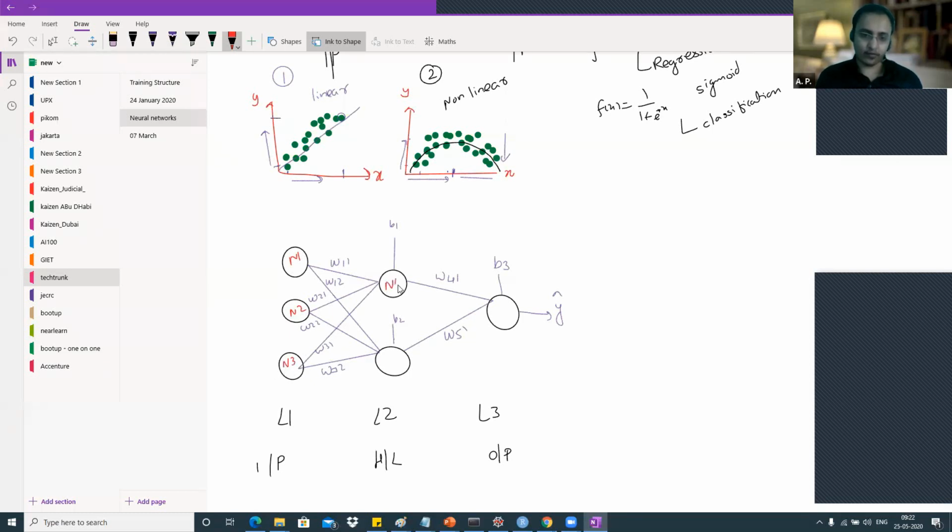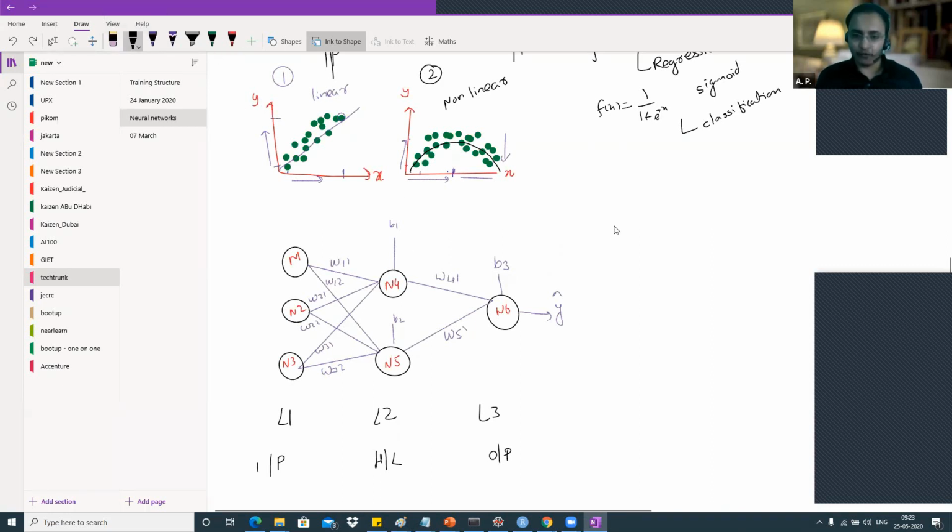And let's say that these neurons are N1, N2, N3, N4, N5, and N6. So you can say in total we have 6 neurons in this neural network. But as input layer neurons are not computational neurons, you can say N1, N2, N3 will not perform any mathematics. Only 3 computational neurons, N4, N5, and N6.